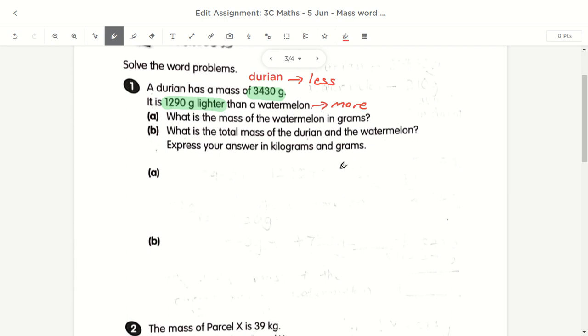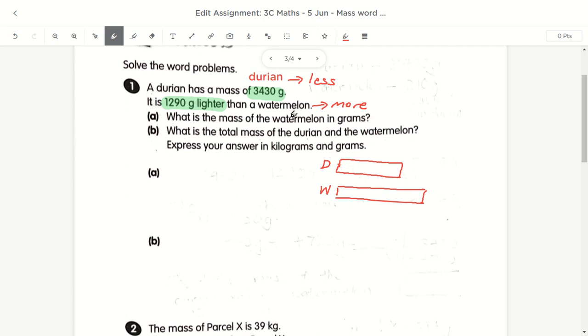Okay, so let's draw the model at the side so you can do your working and equations over here. So what you have is two fruits. You have your durian, you have your watermelon. I know watermelon is heavier, so I'm going to draw a longer bar. And I know my durian is less, so I'm going to draw a shorter bar. So it all starts with drawing a longer and a shorter bar, but you must know who is longer, who is shorter. So it's actually very simple to start drawing a model. So just start drawing the model.